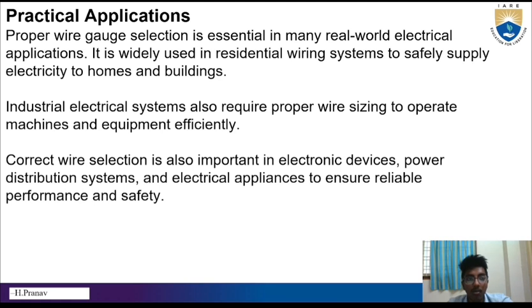So, coming to the practical applications, proper wire gauge selection is essential in many real-world electrical applications. It is widely used in residential wiring systems to safely supply electricity to homes and buildings. Industrial electrical systems also require proper wire sizing to operate machines and equipment efficiently. Correct wire selection is also important in electronic devices, power distribution systems, and electrical appliances to ensure reliable performance and safety.